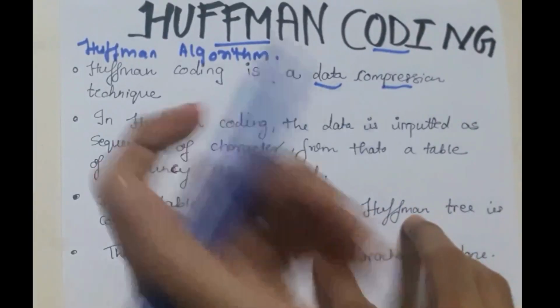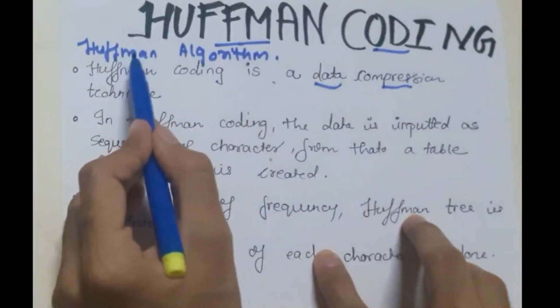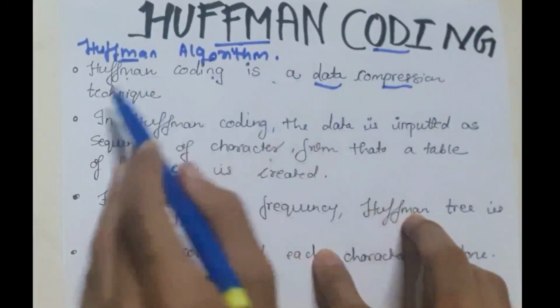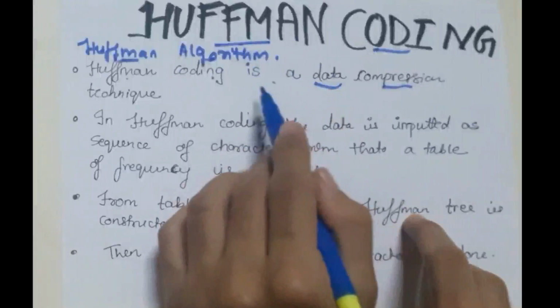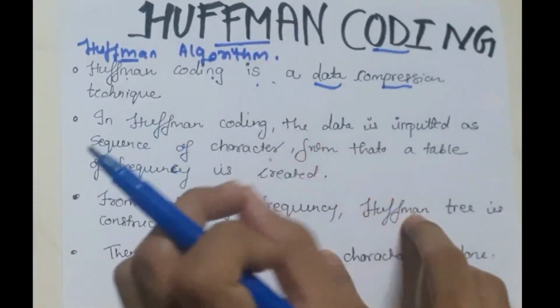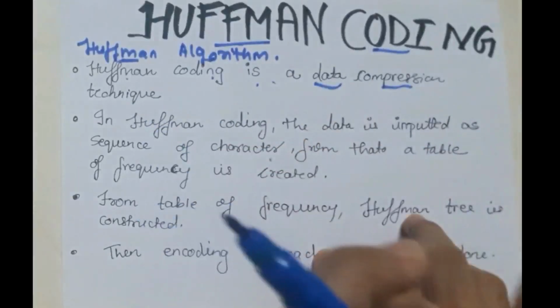The next topic in data structure is Huffman coding, also called Huffman algorithm. Huffman coding is a data compression technique. What is Huffman coding? It is a data compression technique in which the size of data is reduced, or the size of a message is reduced.